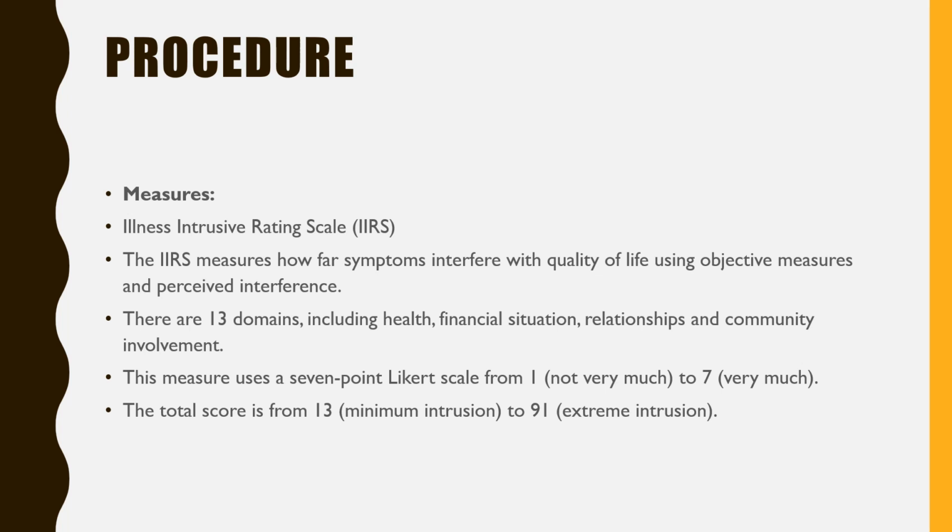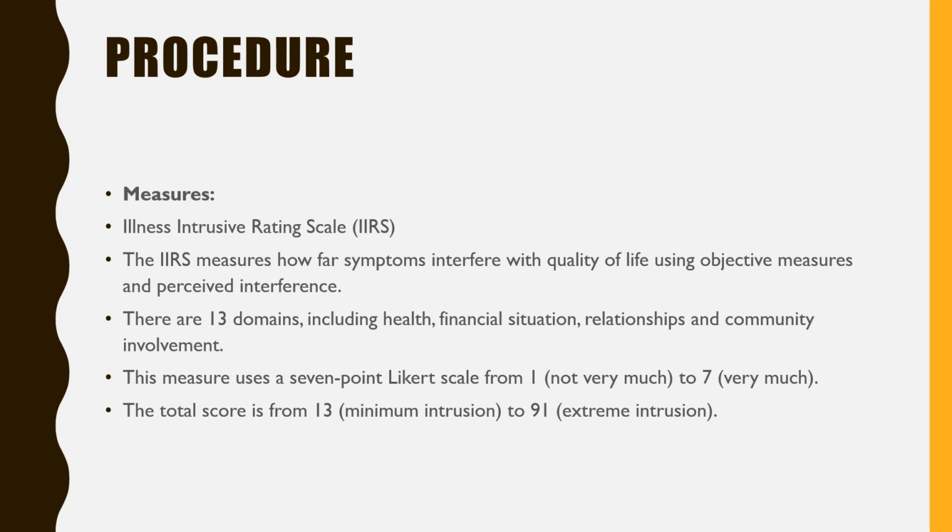Another measure that was used is the Illness Intrusiveness Rating Scale, so IIRS, and this measures how far symptoms interfere with someone's quality of life. So it uses objective measures and the individual's perceived interference. This questionnaire is structured around 13 domains, so it's sort of like 13 topic areas, and they include things like the severity and the impact and intrusiveness on things like health, a person's financial situation, relationships with their partners, children, friends, and so on, community involvement, so whether they can go out, whether they are members of community groups, socialising, that sort of stuff.